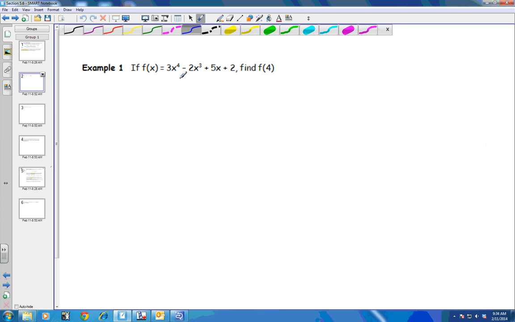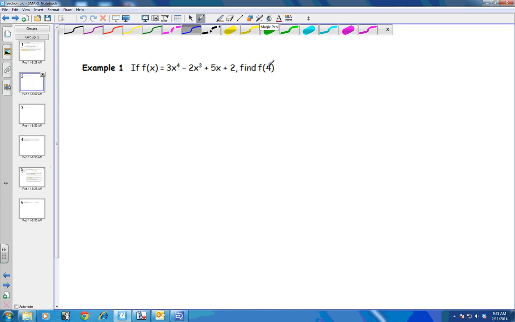So here's an example. They gave us this function, 3x to the fourth minus 2x cubed plus 5x plus 2, and we're supposed to find f of 4. So we know that finding f of 4 just means we're going to take 4 and plug it into all of our x's. Well, this is a pretty easy problem if I can use a calculator. But if I have to plug 4 in, it's 4 to the fourth times 3 and then 4 to the third times 2, those are pretty big numbers, and I'm going to have to do some multiplying. So we can use the remainder theorem as a shortcut to evaluate a polynomial.